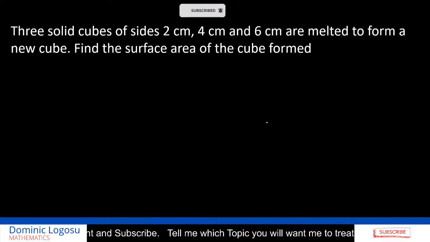So the next question, they're saying that 3 solid cubes of side 2 centimeters, 4 centimeters, and 6 centimeters are melted to form a new cube. Find the surface area of the cube formed. Okay, so this is the first cube, and then this is the second cube.